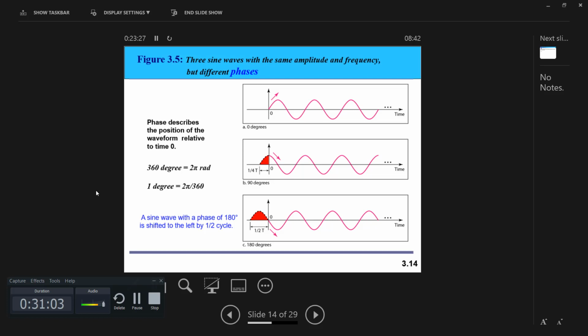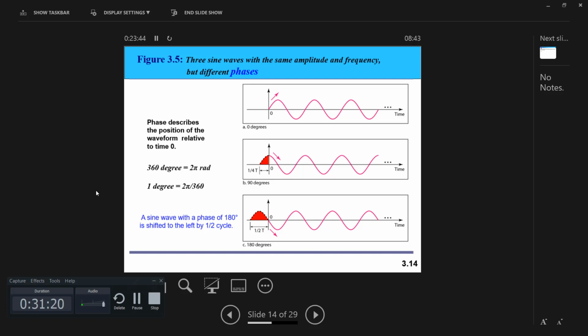The third definition is the phase. We talked about the amplitude, and we talked about the frequency, which is related to the period. Third definition is the phase. The phase is the start point of the signal. If the start point is at zero, it means that the phase is zero.